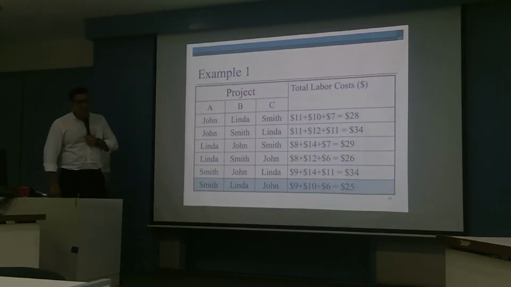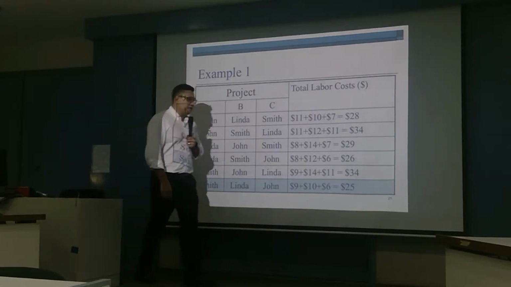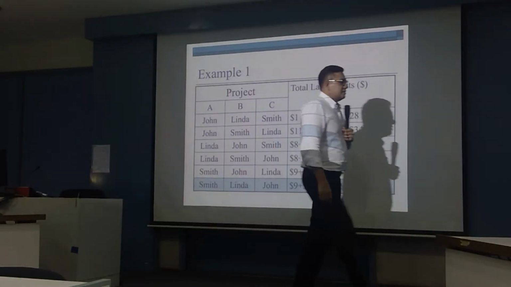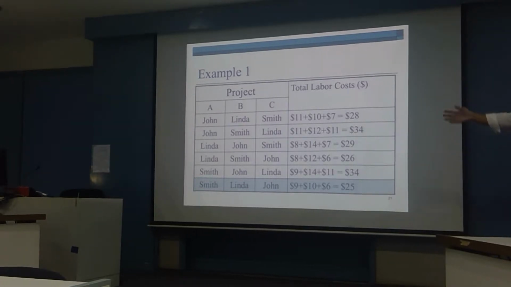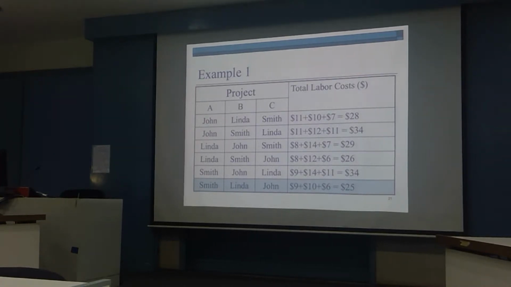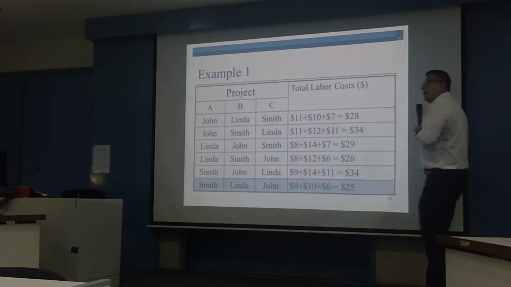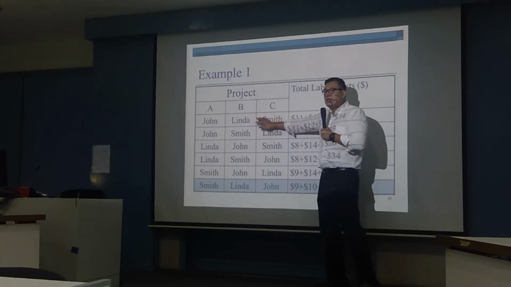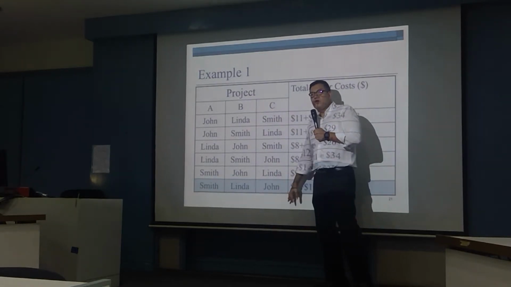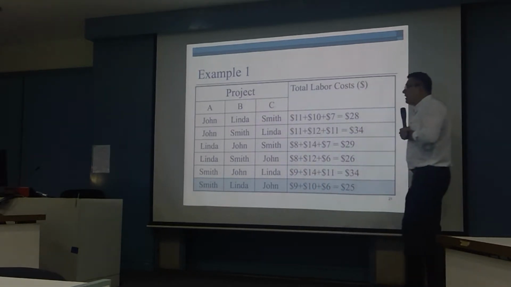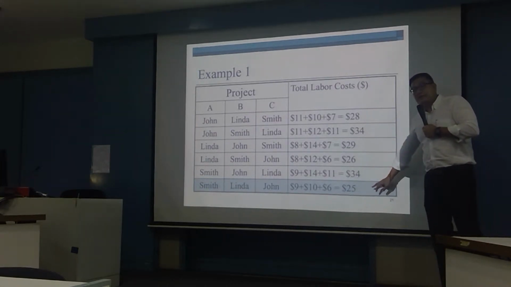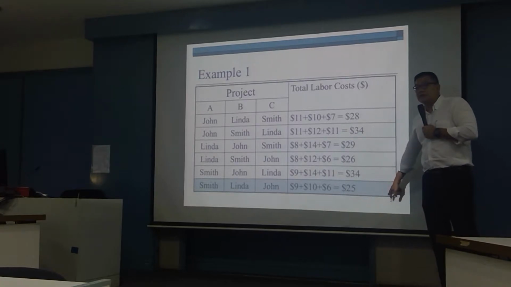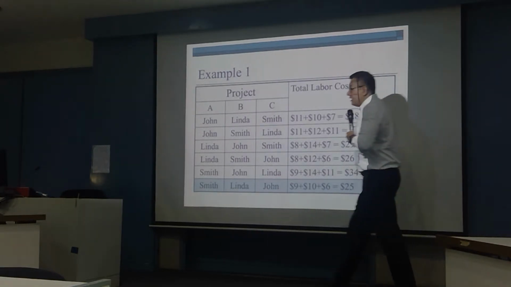Since this is a very small problem, as I mentioned, we might not use this method to solve it. You can just try and error and get the same result. I rechecked by trying every possible case for this problem. Finally, Smith A, Linda B, and John C provide the lowest cost, the same result as the assignment method. Okay, so this is the assignment, right?